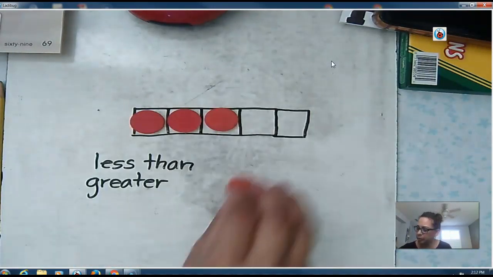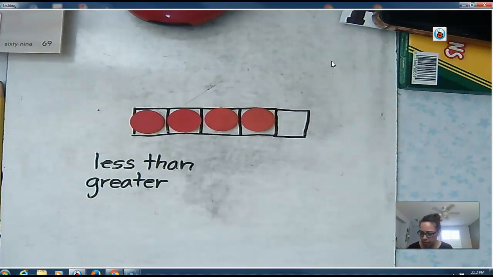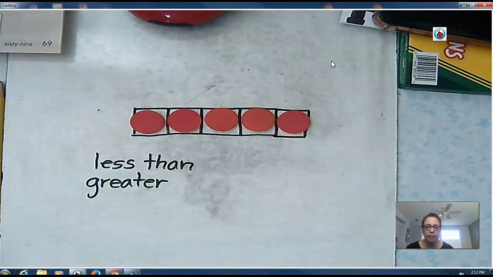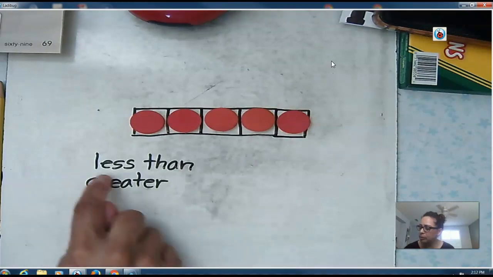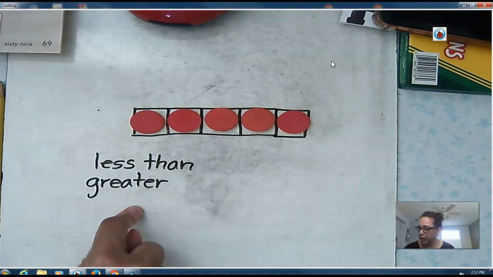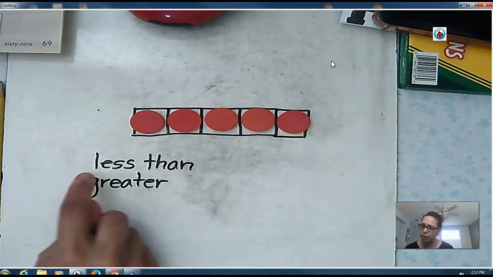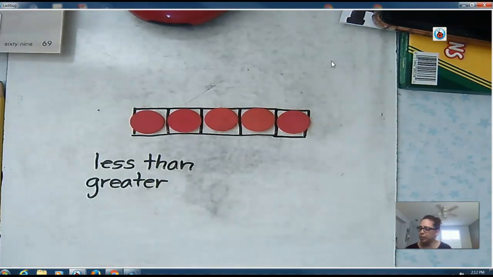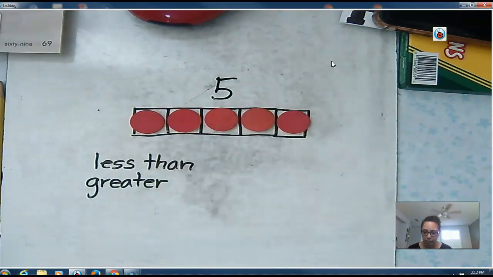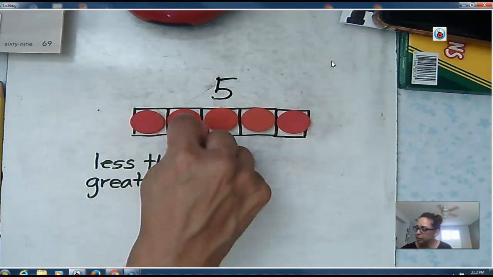So remember, when we compare, it means we take two things and we look at them and then we say what's the same or what's different. Today we're going to be using the words less than, and we're also going to be using the word greater. Whenever you want to find a number that is less than 5, because today we're using 5, we have 1, 2, 3, 4, 5.